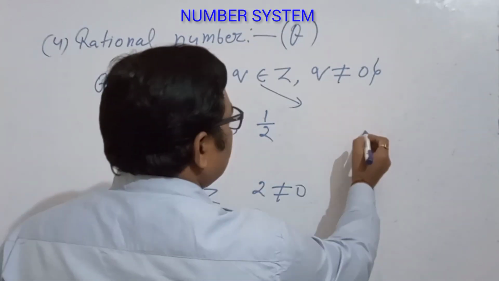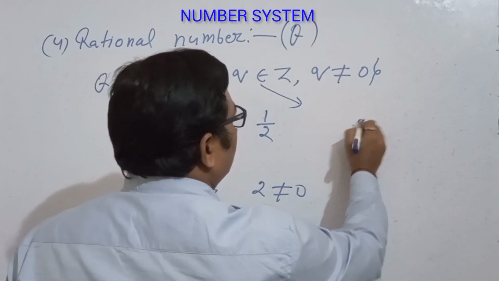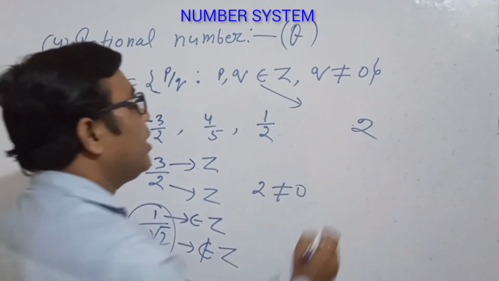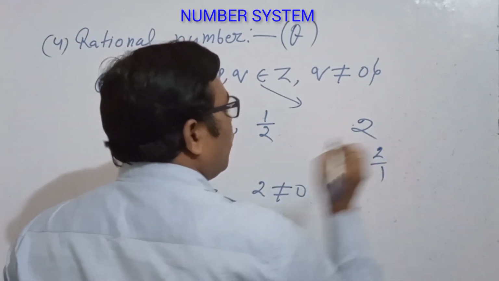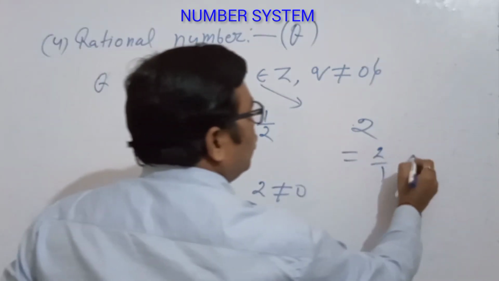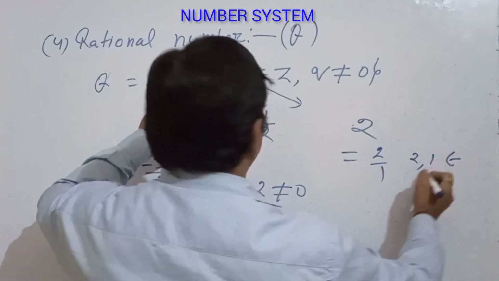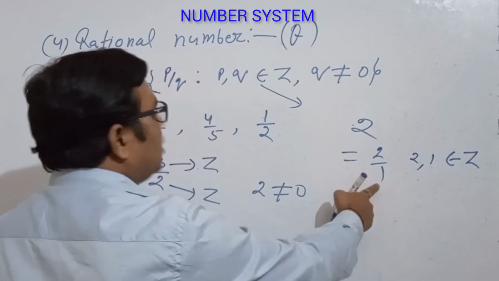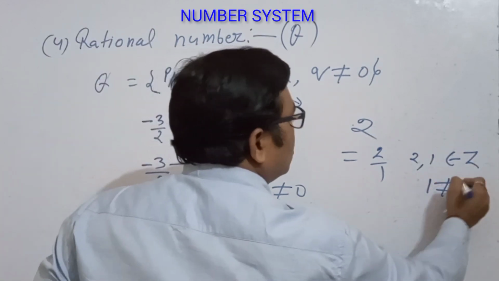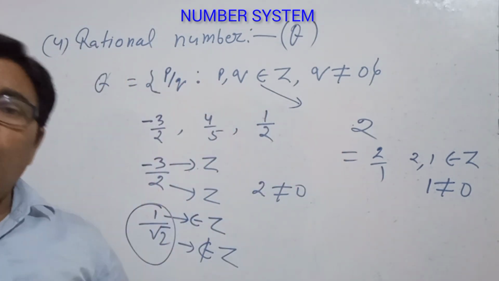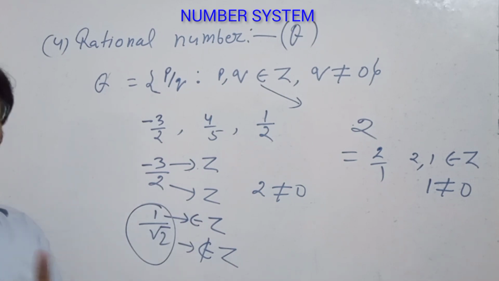Next one is, what is 2? Can we say 2 is a rational number? Yes, 2 is a rational number because we can write it as 2 by 1, and 2 by 1 is in the form of P by Q, where 2 and 1 are members of integer and also denominator 1 not equal to 0. Hence, we can say 2 is a rational number. Even all natural numbers, whole numbers, means all integers are rational numbers.